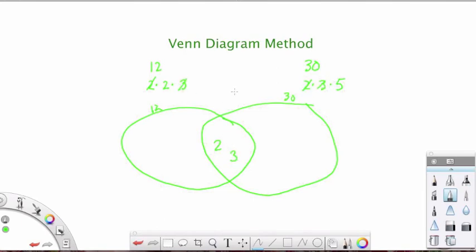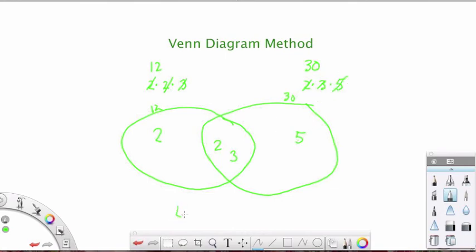Now, if I was trying to find the greatest common factor, it's just the product of the common factors. But the LCM is a little different. I need all the factors. And I have a unique factor of 12 out here, which is 2, and a unique factor of 30, which is 5. And I need to put them in the Venn diagram as well.